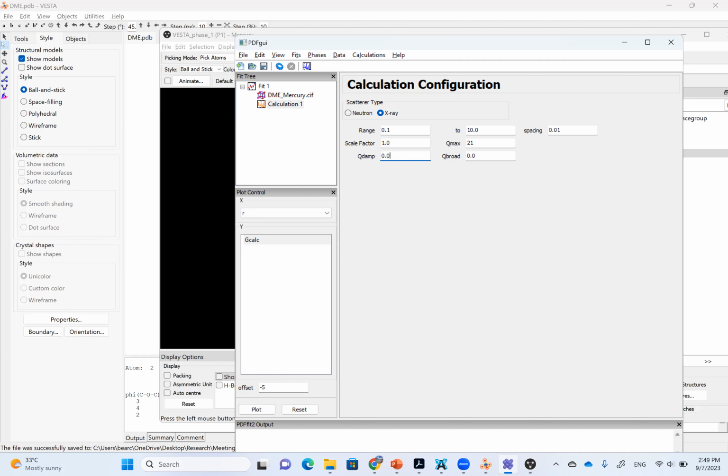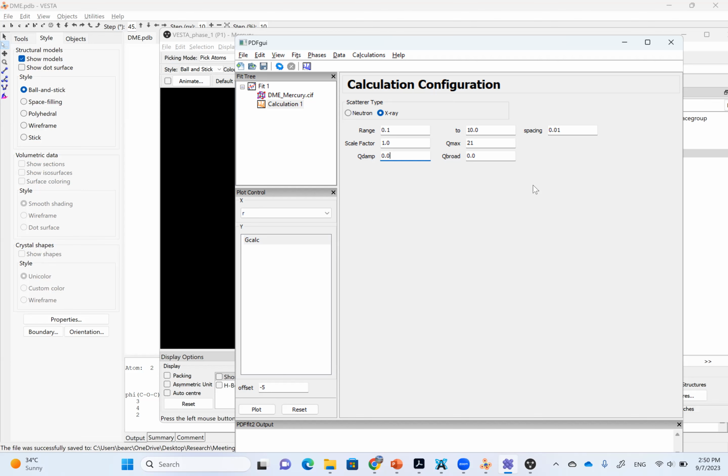Qdamp. Qdamp is something I think we also mentioned in the previous PDF lectures. It has the role of dampening the PDF, right? So if we look at the general PDF pattern, we can see that PDF signals oscillate most strongly maybe around the 5 or 6 angstrom region. And then gradually you'll see they're surrounded by an envelope that dampens the overall PDF signal as we go to the higher region. So that's what the Qdamp parameter is doing.